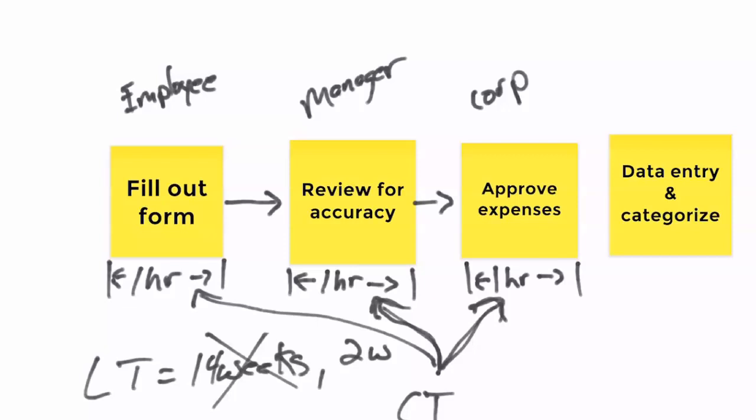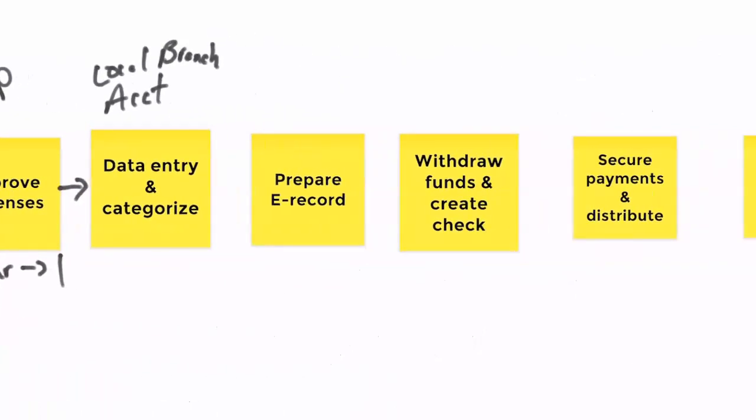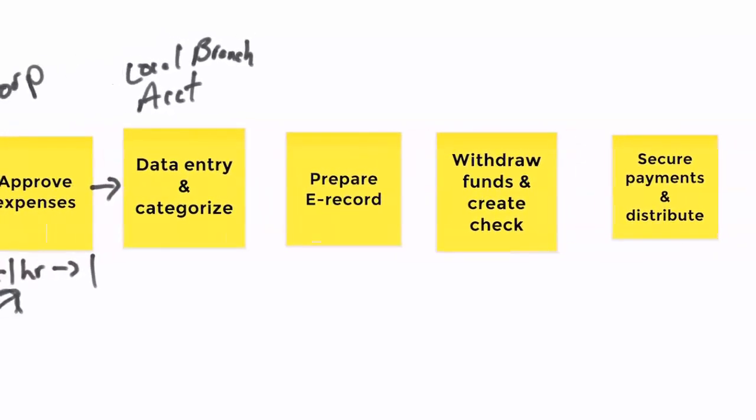After corporate got done, they would send a special billing code back to each of the branches that they could use in their general ledger systems to enter the information. And that billing code was sent back, and then our local branch accountants would do data entry and categorize the information. The time it took to do the data entry and categorizing was right around an hour. It was pretty manual work.